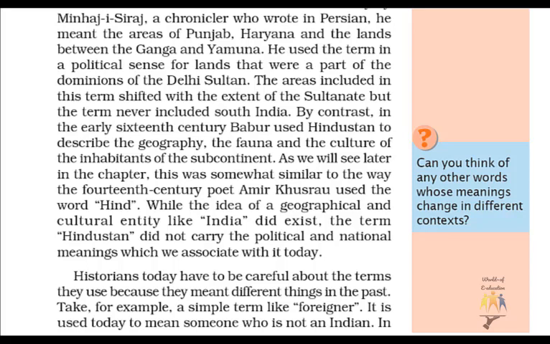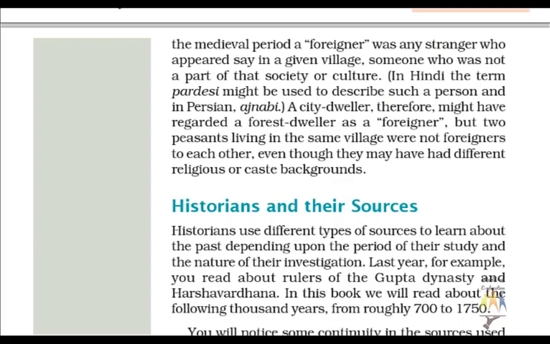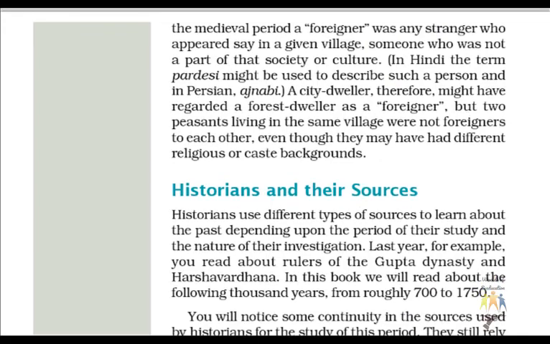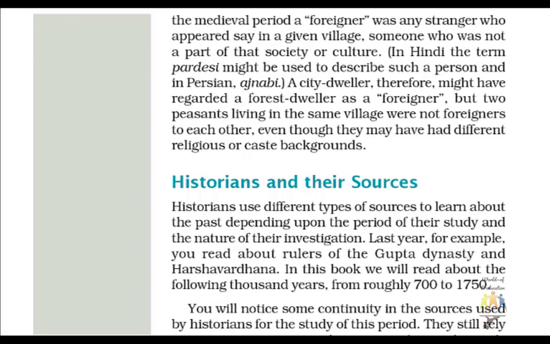Historians today have to be careful about the terms they use because they meant different things in the past. Take, for example, a simple term like foreigner. It is used today to mean someone who is not an Indian. In the medieval period, a foreigner was any stranger who appeared, say, in a given village, someone who was not a part of that society or culture. In Hindi, the term Pardesi might be used to describe such a person, and in Persian, Ajnabi. A city dweller, therefore, might have regarded a forest dweller as a foreigner, but two peasants living in the same village were not foreigners to each other, even though they may have had different religious or caste backgrounds.